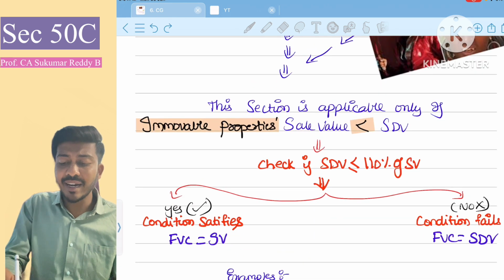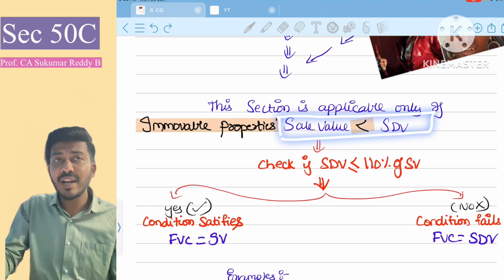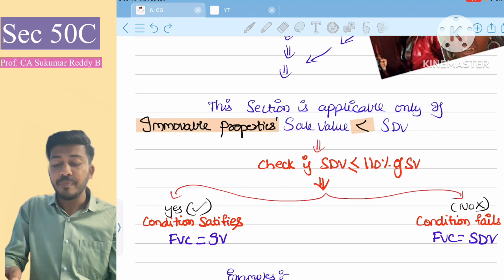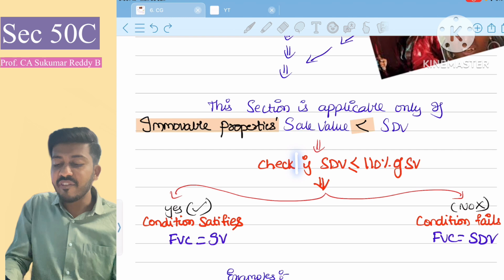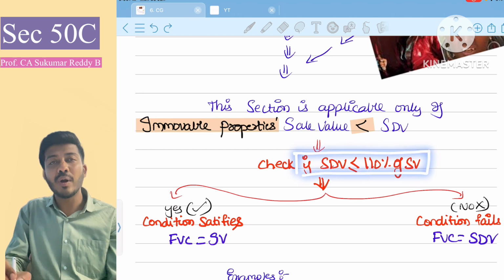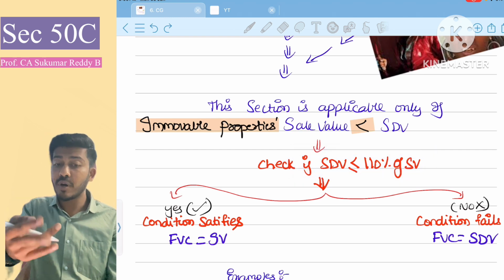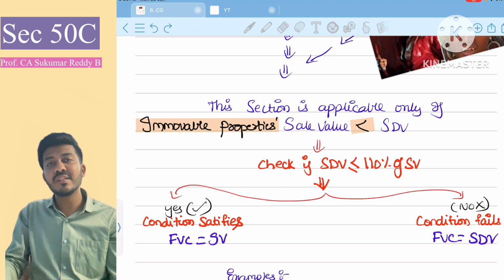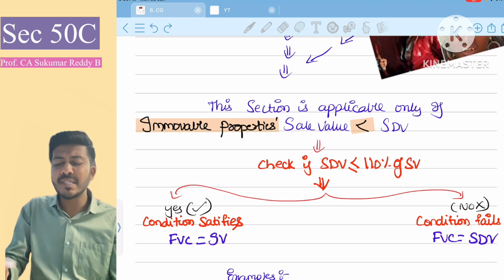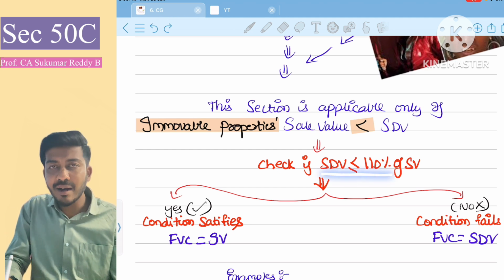If this section is getting triggered, that is, if your sale value is less than the stamp duty value, then you will have to check if SDV is less than or equal to 110 percentage of SV. That is what I said earlier, that a 10% difference is allowed, right? Just to not make a mess, we can create a formula for that, right?